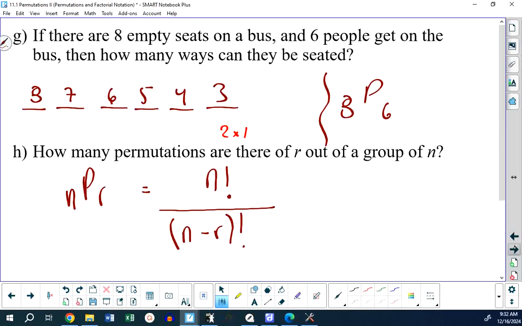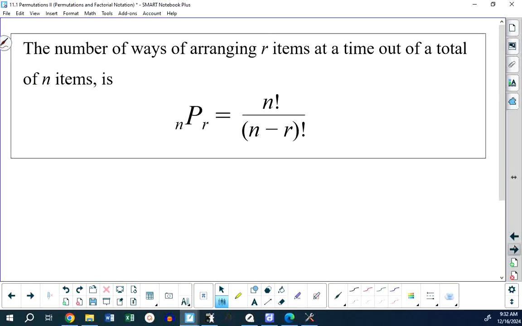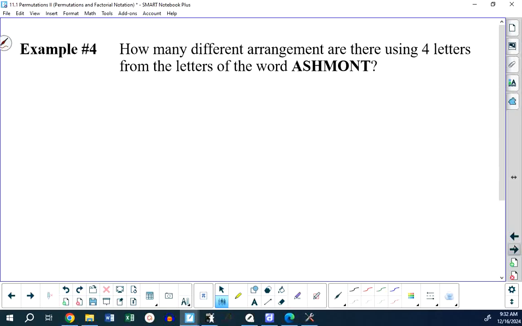All right, let's finish off this lesson. There's the formula in all its glory. nPr is n factorial over n minus r factorial. How many different arrangements are there using 4 letters from the word Ashmont? Okay. All you want is the answer. How's my counting? Are there 7 letters? It's 7P4. And Noah's going to calculate what that is. 840.